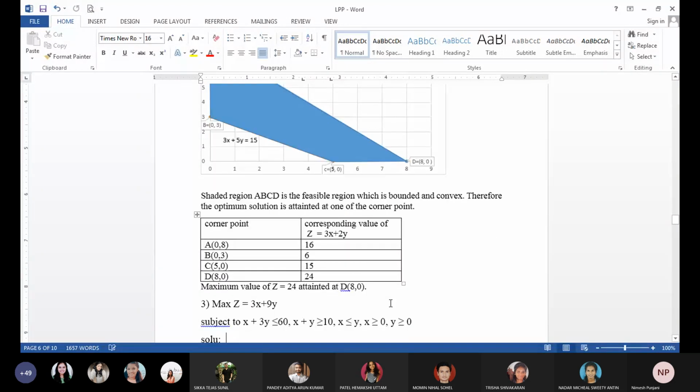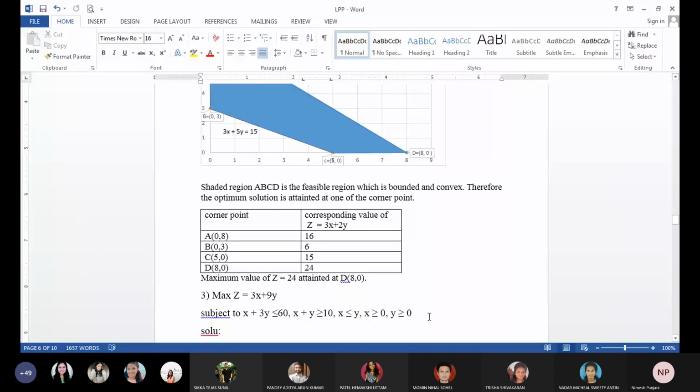Okay, now you get the answer for sum number 3. You have to maximize 3x plus 9y subject to x plus 3y less than or equal to 60, x plus y greater than or equal to 10, x is less than or equal to y, x and y both greater than or equal to 0. Get the answer, make its feasible region and get the optimum value.